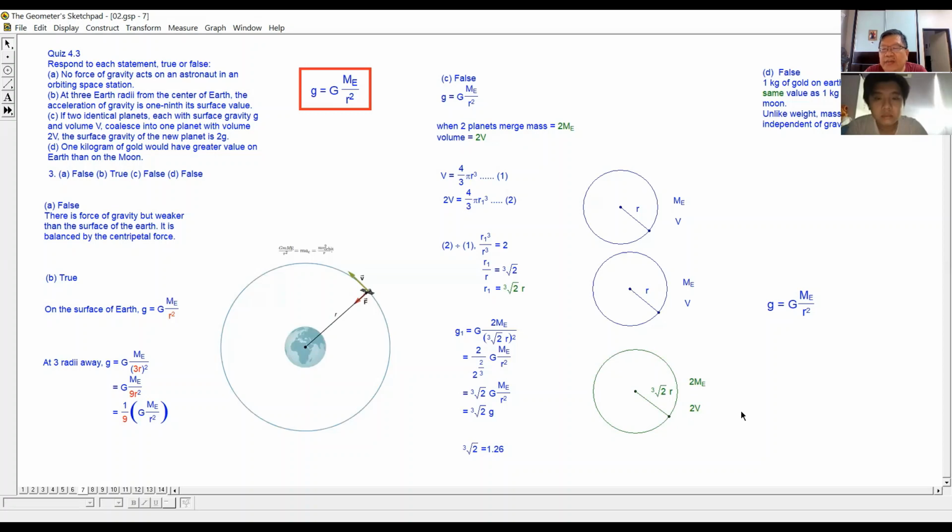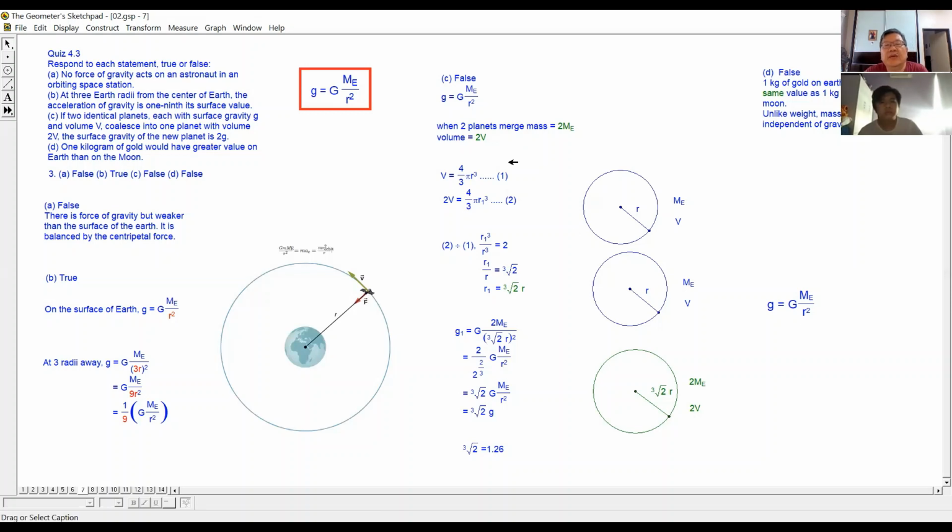Now this new bigger planet, I put it in green color, and the mass is now twice, or the sum of these two individual planets, which is 2m. The volume of this new planet is the sum of the volume of these two identical planets, which is 2 times the volume. So far you understand what is happening, right? Two of them merge, then become like this.